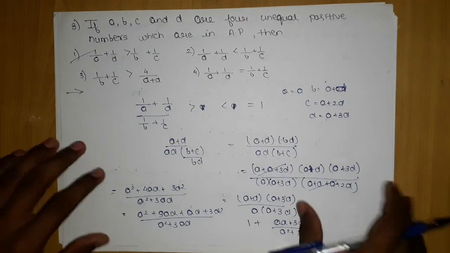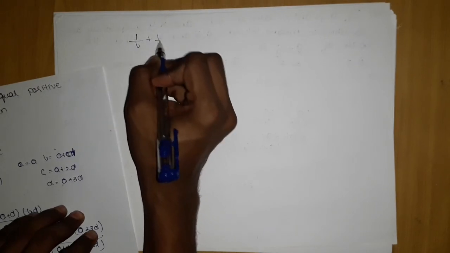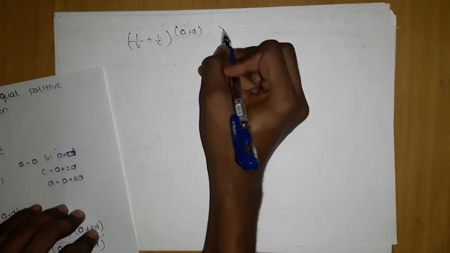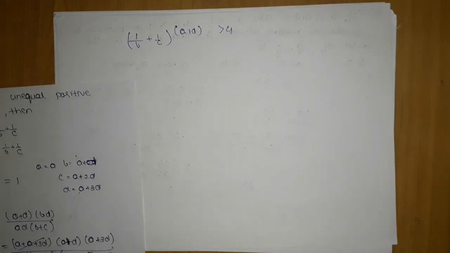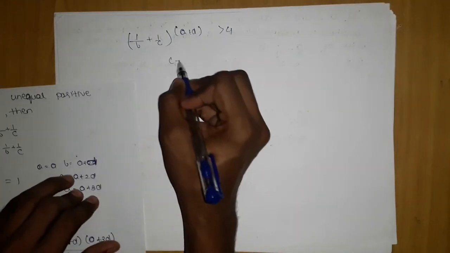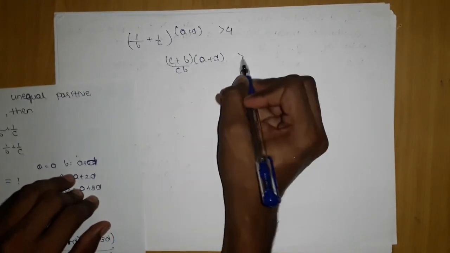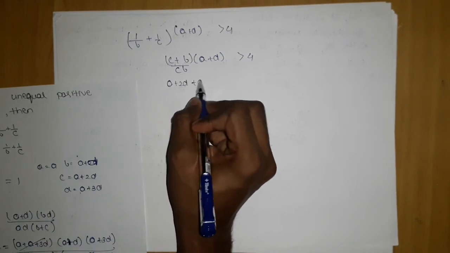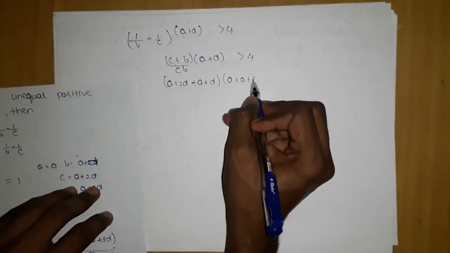Now we have to check the third option. So for checking the third option, the process is as follows. We have to prove that 1 upon B plus 1 upon C, this thing into A plus D, is greater than 4. If we prove this, then our option is correct. For proving that C plus B upon CB into A plus D should be greater than 4, I can write C as A plus 2D, this as A plus D, and this will be A plus 3D.